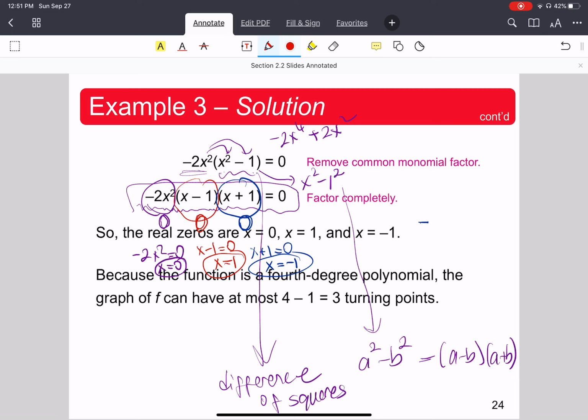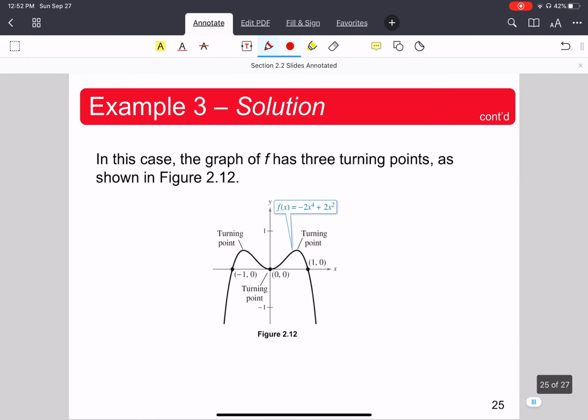At the beginning, I said we will have at most 4 zeros and 3 turning points, and we actually found 3 zeros for this function. It's not going to have 4. So the graph of this function actually looks like this. You realize the zeros that we just found are right here, negative 1, 0, and positive 1. These are the points where the function crosses the x-axis. And you have 1, 2, and 3 turning points.